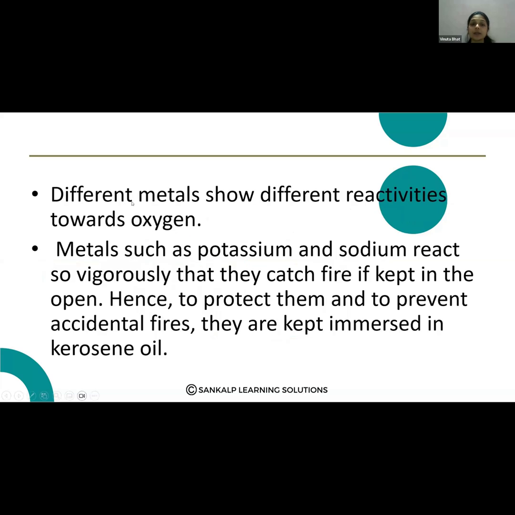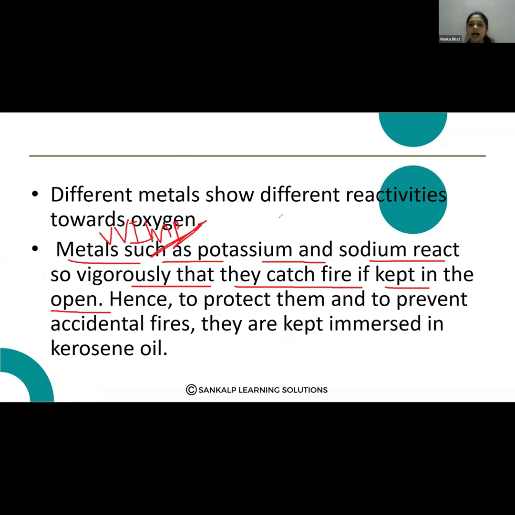Then different metals show different activities towards oxygen. So see here, metals such as potassium and sodium react so vigorously that they catch fire if they are kept open. So this is very, very important.